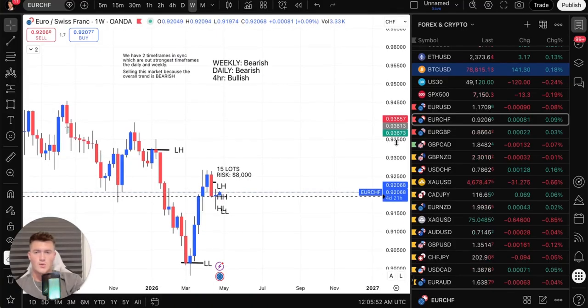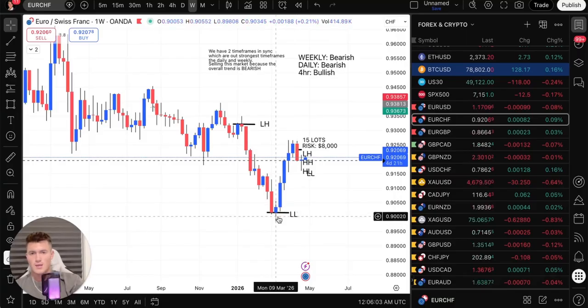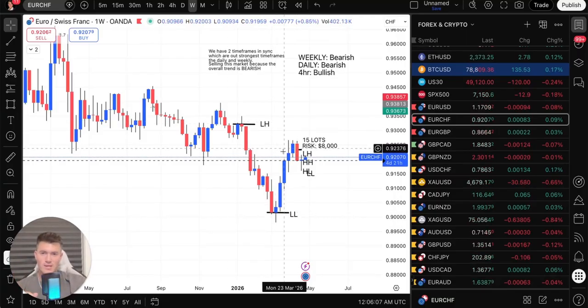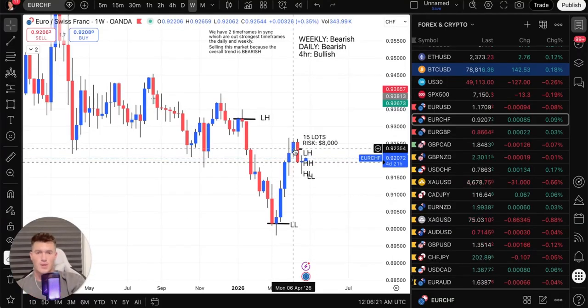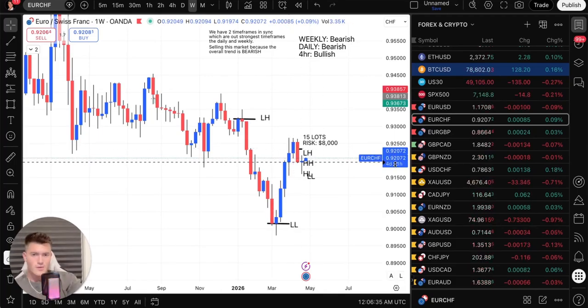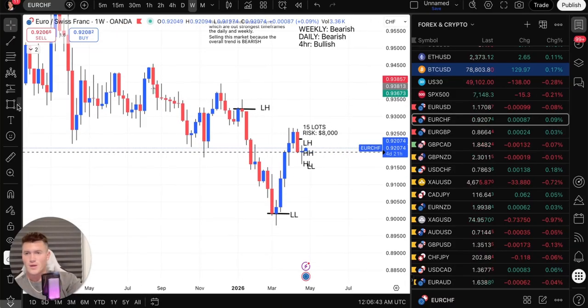So let's check out the weekly here. I see my weekly lower high and lower low. I want to find an area of interest between the lower high and the lower low. And since we're selling, my area of interest needs to be above where the price is currently. So price is currently at 0.9207472 now, but we want to find an area of interest that has at least 3 touches.